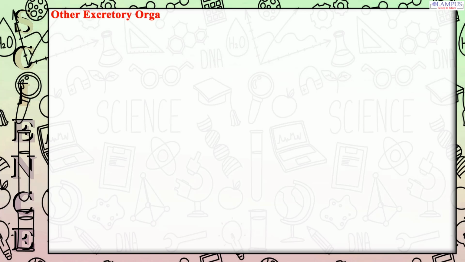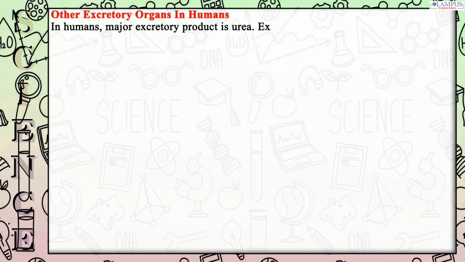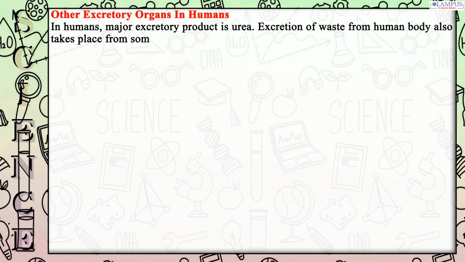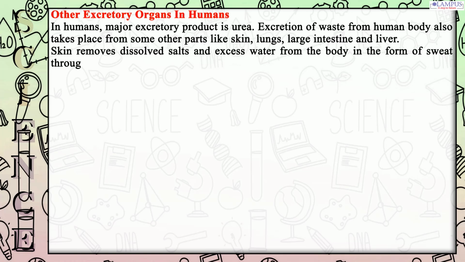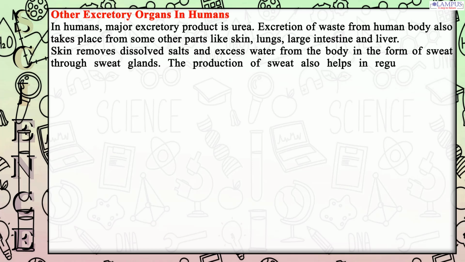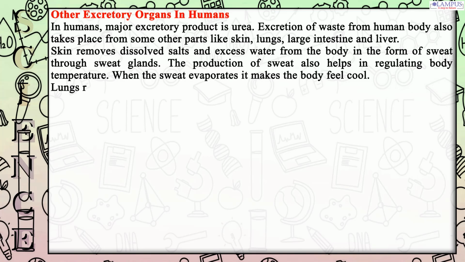Other excretory organs in humans. In humans, the major excretory product is urea. Excretion of waste from the human body also takes place from some other parts like skin, lungs, large intestine and liver. Skin removes dissolved salts and excess water from the body in the form of sweat through sweat glands. The production of sweat also helps in regulating body temperature. When the sweat evaporates, it makes the body feel cool.